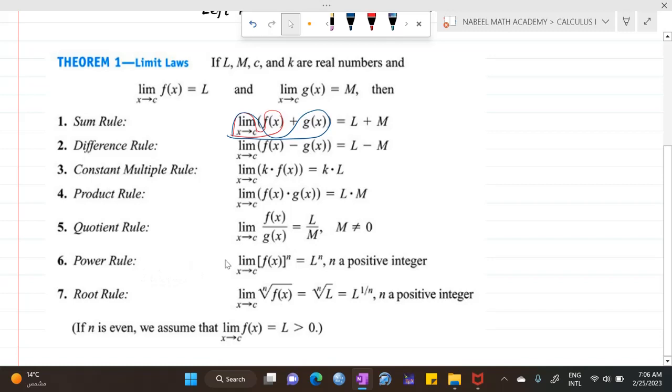And here this is the power rule. When you have a function f of x to the power n, we can apply the limit inside the power.